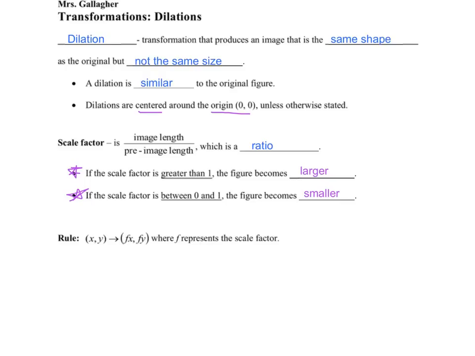The rule, when we go from x, y to f of x, f of y, where f represents the scale factor. What exactly does that mean? That means we're multiplying each coordinate by the scale factor. That's what that rule means. Let's do a couple examples of this rule before we graph a dilation.